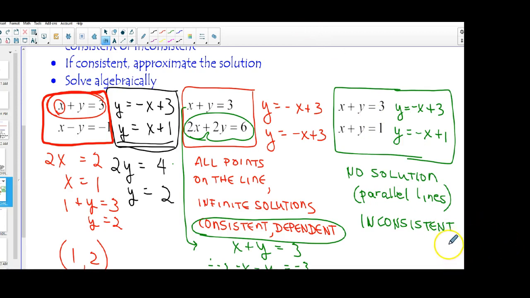And solving it algebraically, when you eliminate x, for example, you get a bonus, and y is eliminated at the same time, but you're left with a false statement, and that backs up the fact that the system is inconsistent and there is no solution.